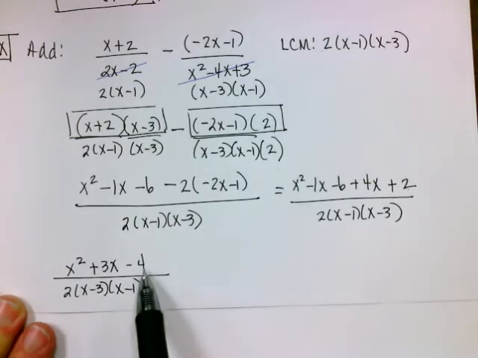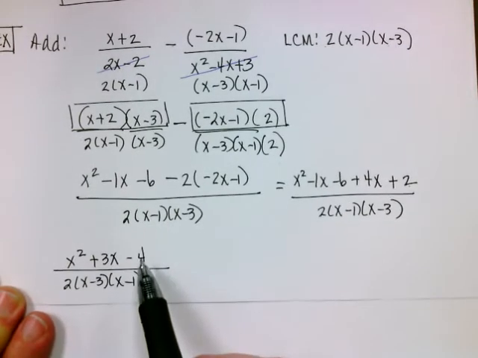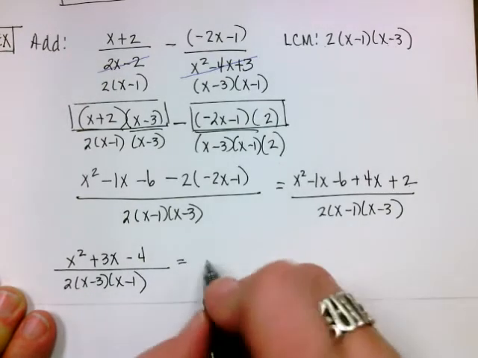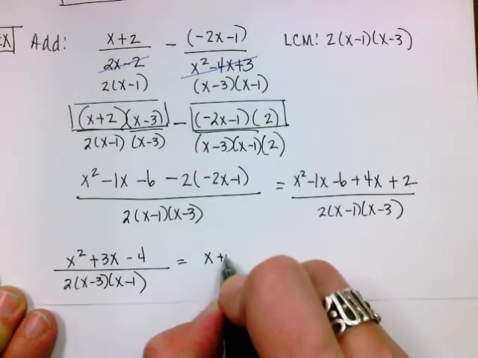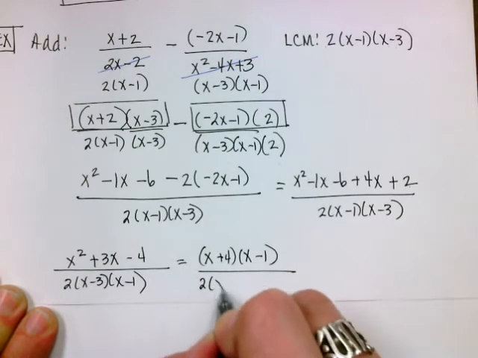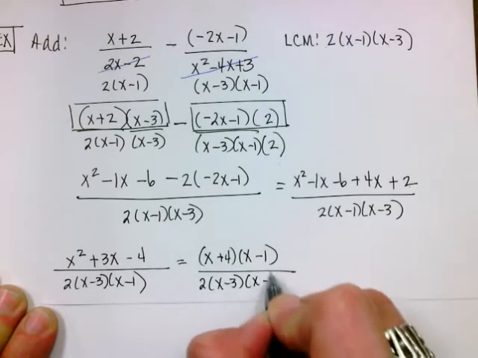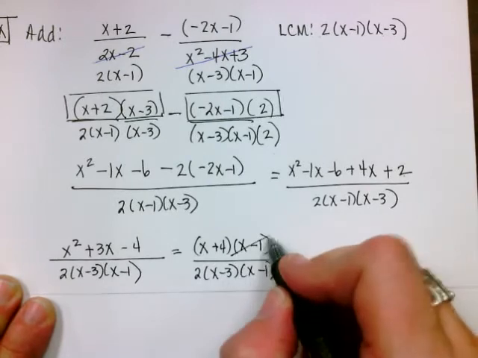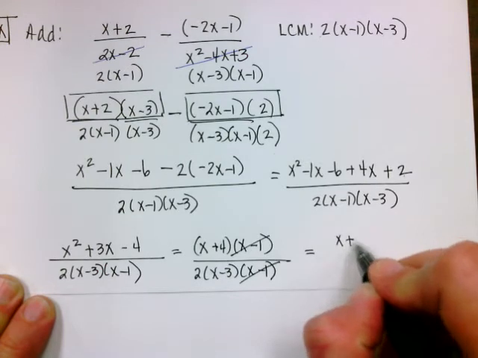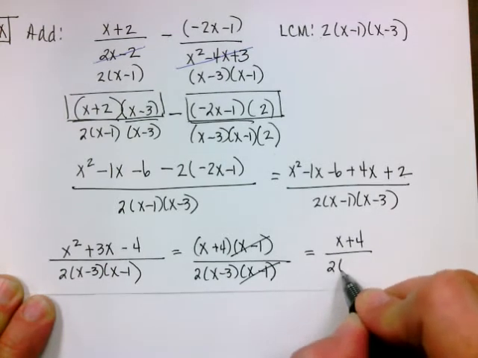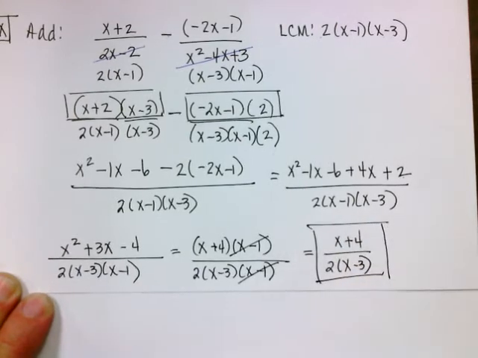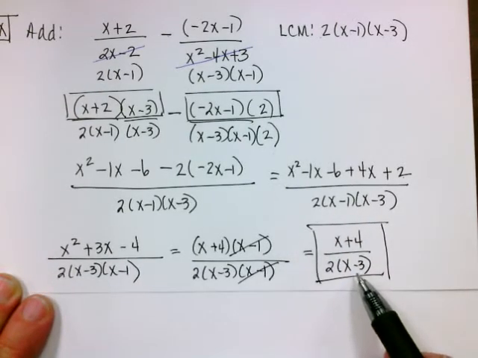Now, here's a bit of a problem. I need to refactor my top because it's possible that I can reduce it. So if I factor the top, I'm going to get (x plus 4) and (x minus 1), and then I'm going to have 2 times (x minus 3) and (x minus 1). Notice that my x minus 1's cancel, and so my final answer is going to be (x plus 4) over 2 times (x minus 3). And remember again, I'm not going to redistribute on the bottom because this is my vertical asymptote.